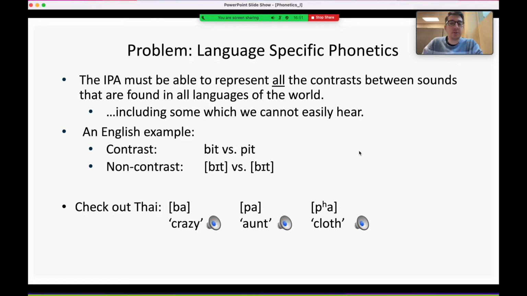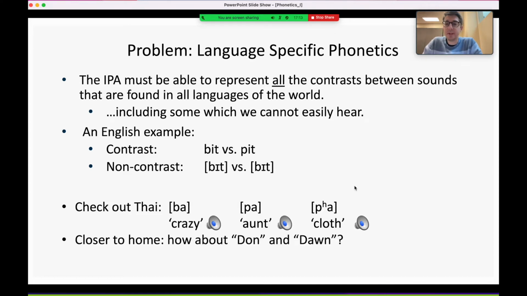So anyways, you don't have to listen to these. This is ba, this is pa, and this is pa, where there is a puff of air, and they all mean different things, and it's very difficult for us to hear the difference, although Thai speakers hear them. So we need to be able to represent the difference regardless of whether we can hear it or not, and that's why we are practicing, right? We are linguists who are practicing this.